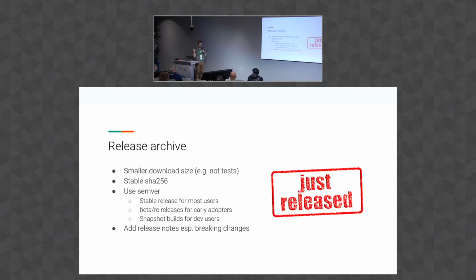Semantic versioning means that users can rely on, like, they can stay on the stable release. You can publish RCs and betas. Basically, you can put information in the version number that's useful. And we like to put release notes there, too, and mention the breaking changes.